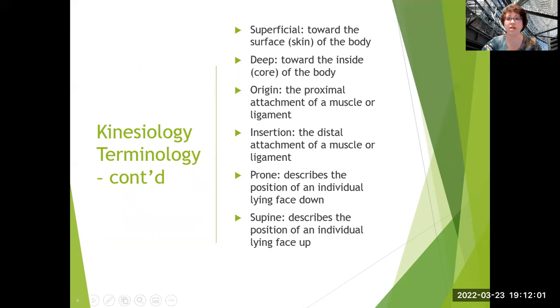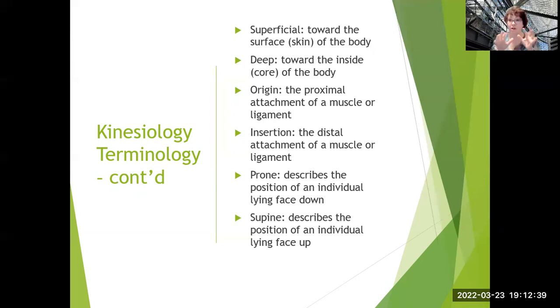When we're talking about muscles, a lot of times we talk about their relationships to one another. One is superficial and one is deep. Superficial is more toward the surface or the skin of the body, and deep is more toward the inside or the core of the body. So you could say that the skin is superficial to the muscle, and the muscle is superficial to the bone, and conversely, the muscle is deep to the skin. And then we'll talk about the relationship of muscles, and one muscle is deep or superficial to another.